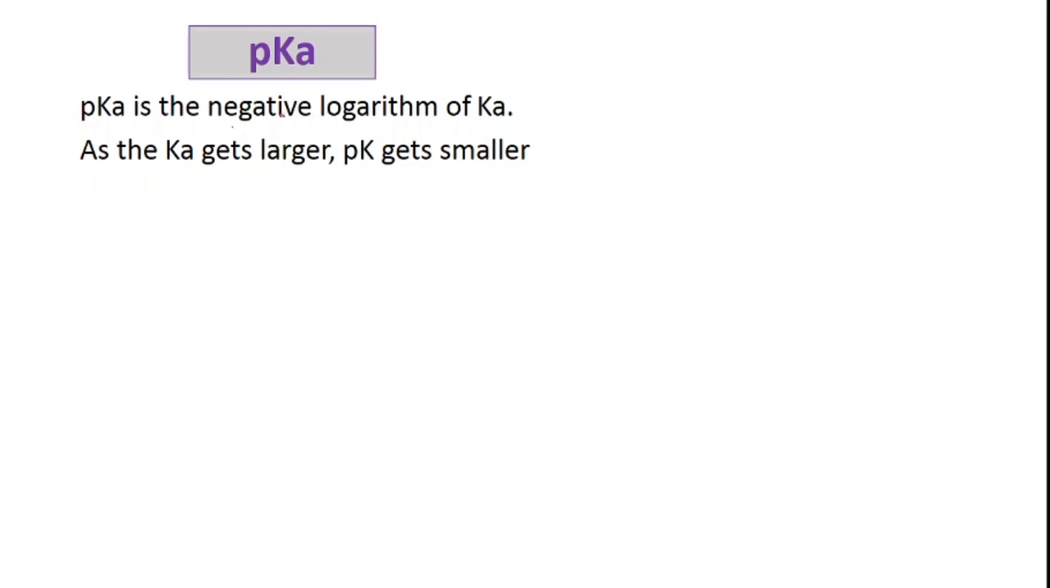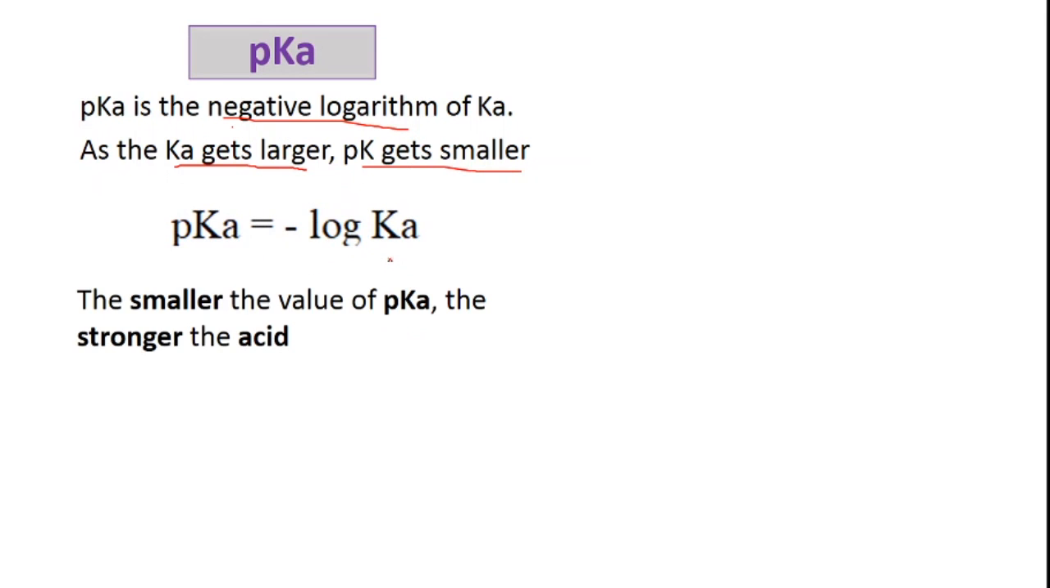Now the terminology used to indicate the strength of an acid is pKa. pKa is the negative logarithm of the Ka value. As it is a negative logarithm, as the Ka value gets larger, pKa gets smaller. So pKa is the negative log of the Ka value. The smaller the pKa value, the stronger is the acid, because when Ka gets larger, pKa gets smaller. So the more the ionization of an acid, the larger the Ka value and the smaller the pKa value, and the acid is considered a strong acid.